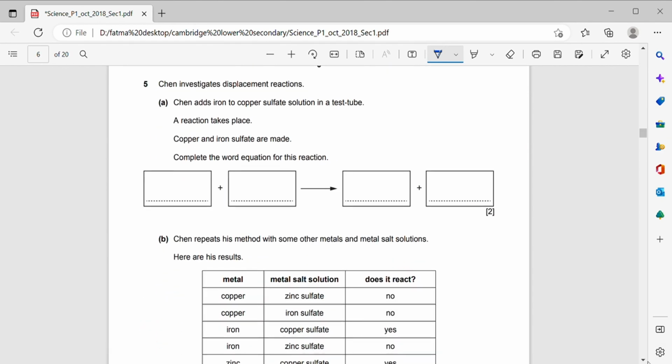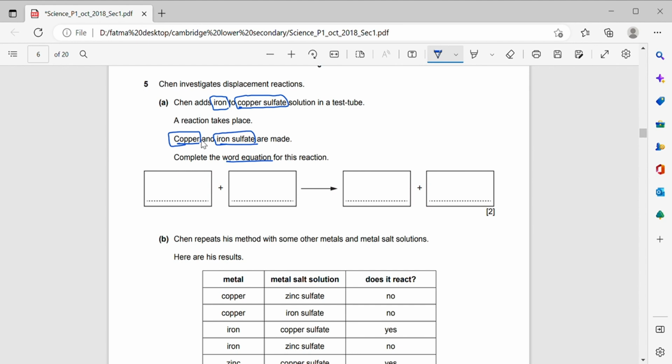Question number 5. Chen investigates the displacement reactions. Chen adds iron to copper sulfate solution in a test tube. A reaction takes place. Copper and iron sulfate are made. Complete the word equation for this reaction. So we have here what? We have iron, the first reactant, and copper sulfate, the second reactant. What are the products? We have copper and iron sulfate.